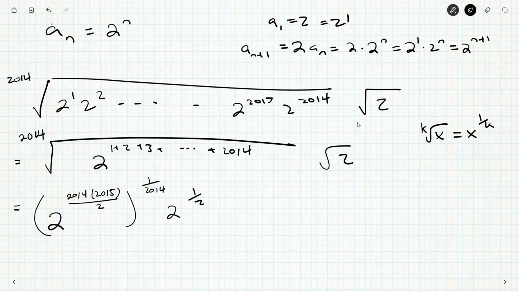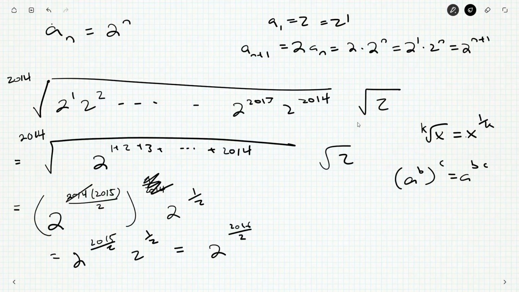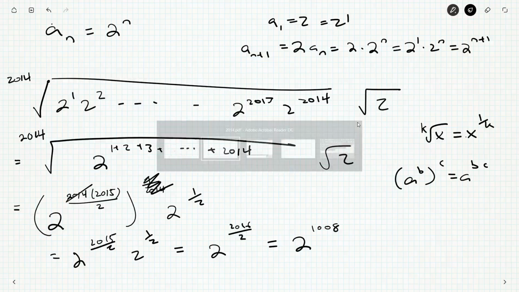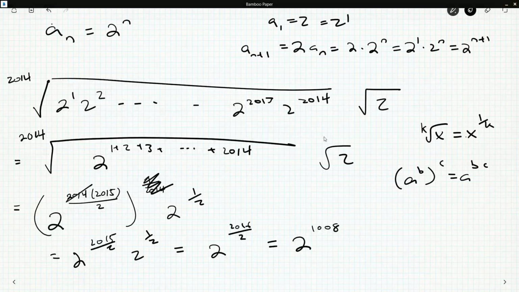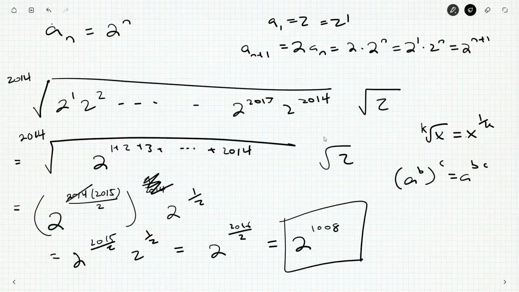Well, how do we deal with things when we've got an exponent raised to another exponent? Why, we can bring them in and multiply, and that's going to cause this 2014 to cancel with this one out here. So we'll be left with 2 to the 2015 over 2 times 2 to the 1 over 2, and those add together to be 2 to the 2016 over 2, which is 2 to the 1008. Okay, and that's really the most simplified I can make this. I can't write that number out. No one can. So we'll say that that is our answer.